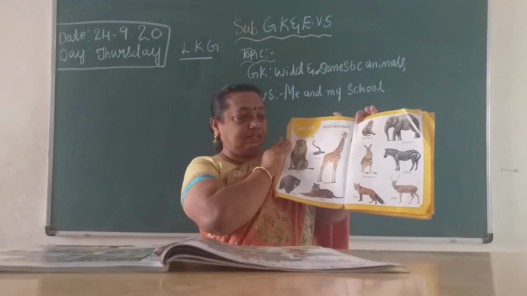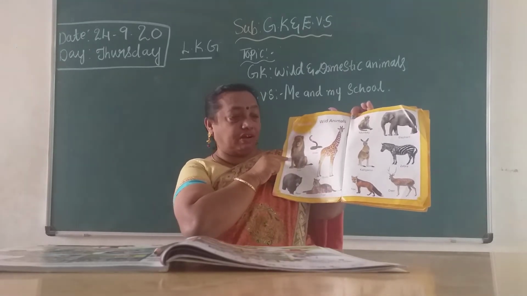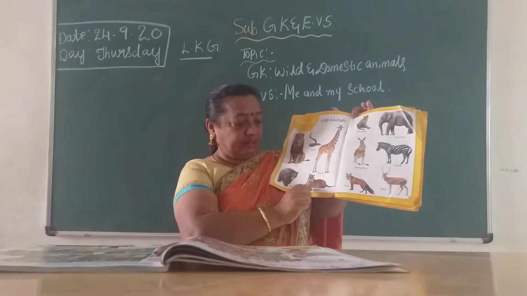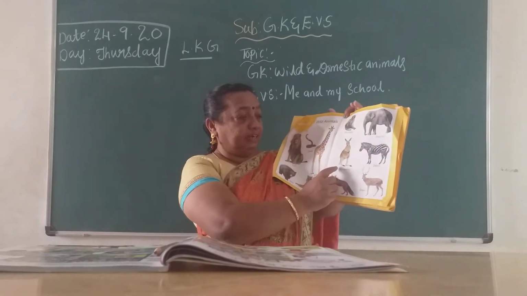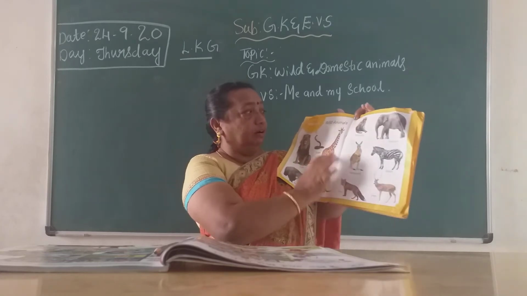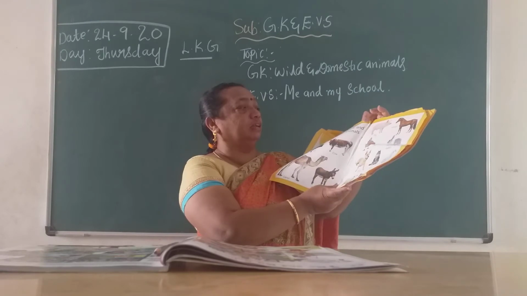See, children. What is this? Lion is the king of the forest. Snake, giraffe, bear, tiger, monkey, elephant, kangaroo, zebra, fox and deer. Wild animals, yes or no, children? Now we'll come to the domestic animals.